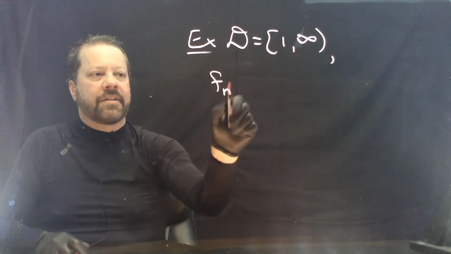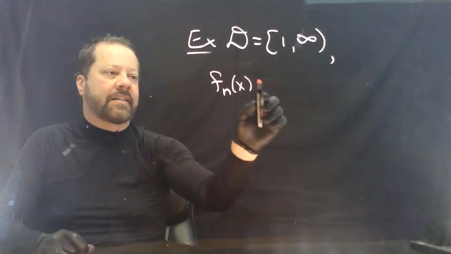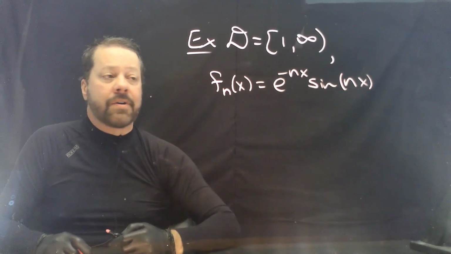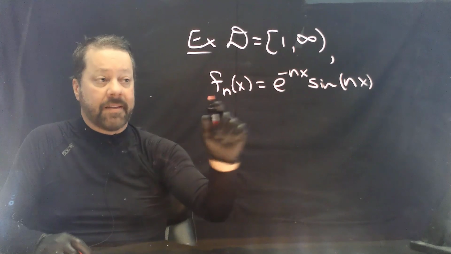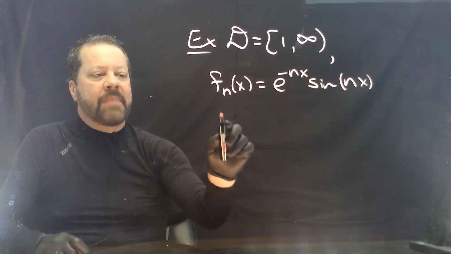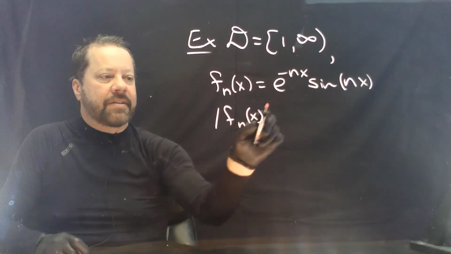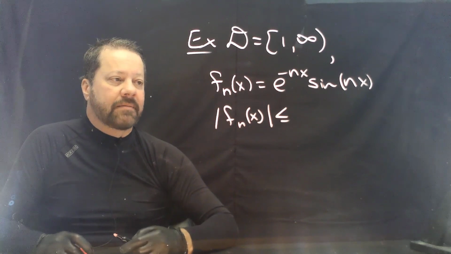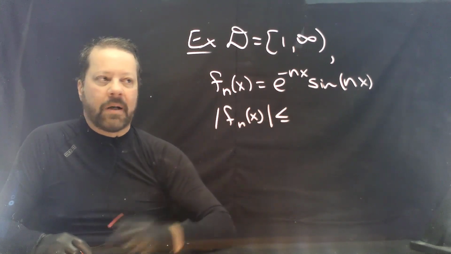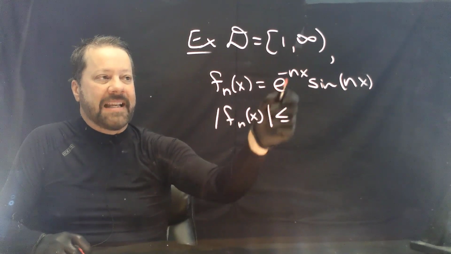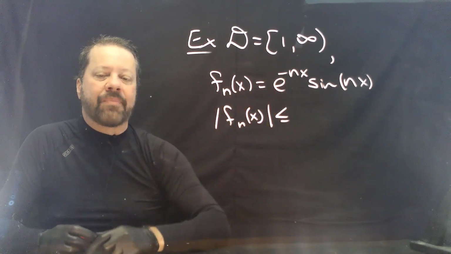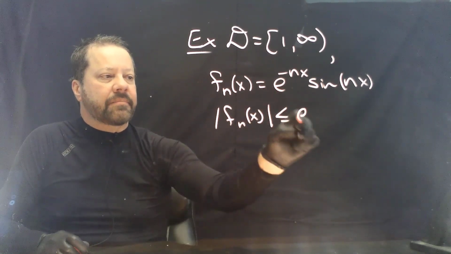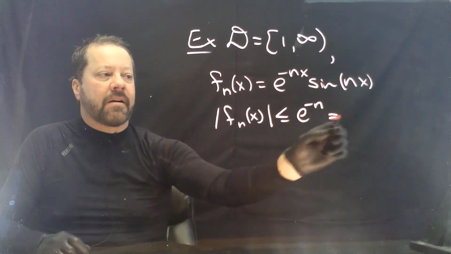The series of these functions, fn of x equals e to the minus nx sine of nx, will converge uniformly, and we can show this pretty easily. The fn of x's are all bounded by, since sine is between negative 1 and 1, an absolute value no bigger than 1. The exponential function e to the negative nx on the interval from 1 to infinity has its biggest value at e to the negative n. So these are our Mn's.